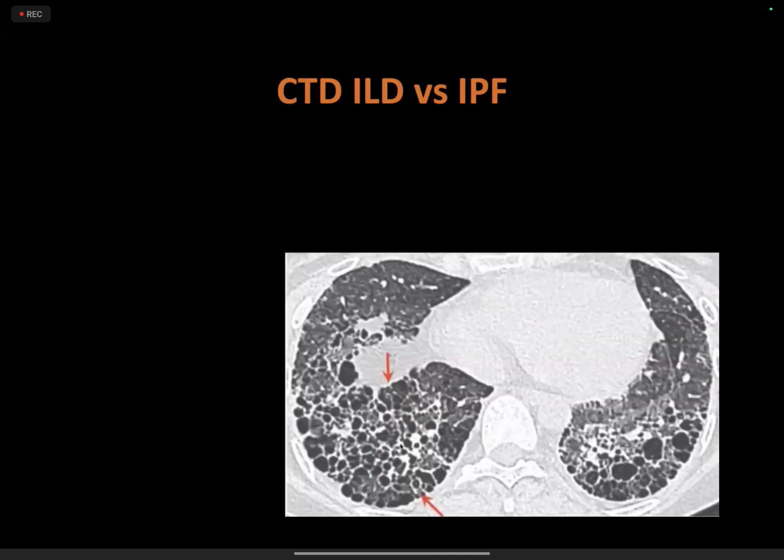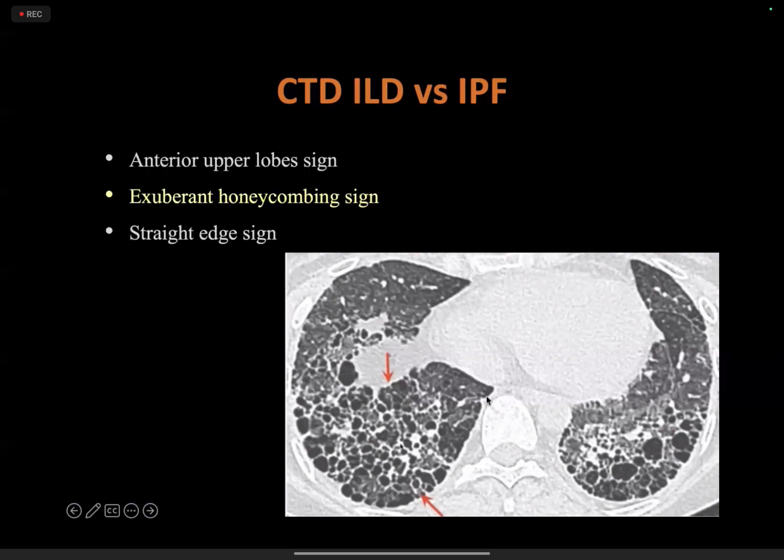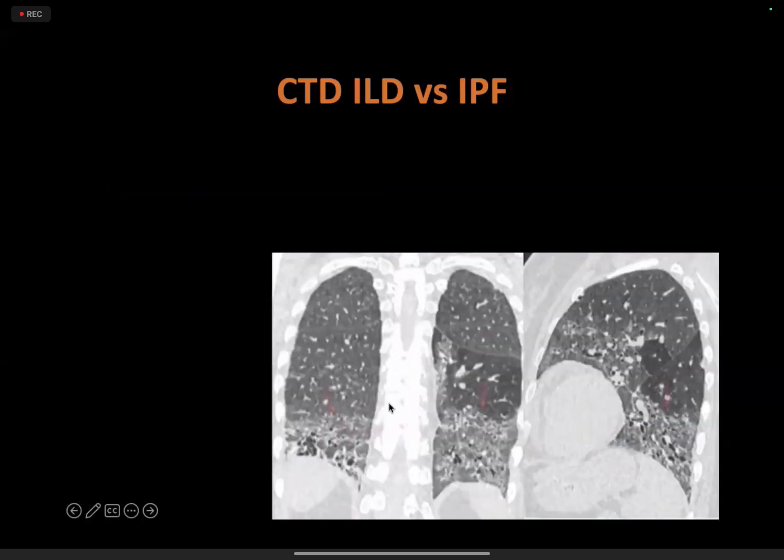Next is the exuberant honeycombing, like I showed again, typically more than 70%, but even if you see exuberance, it's good enough. And the straight edge sign, which is rather, I would say, the most important sign. So many times we just put any fibrosing ILD in the MPR reconstruction just to see this sign on coronal or sagittal. So if you see the example, and like I said, why you need the volume data scan, because this sign is not seen on your axial scan.